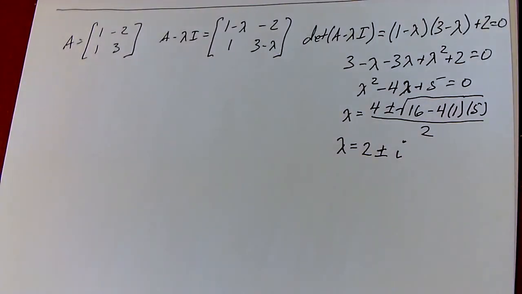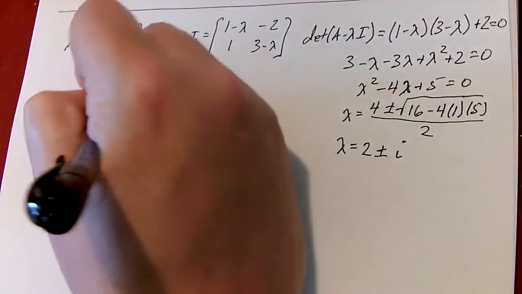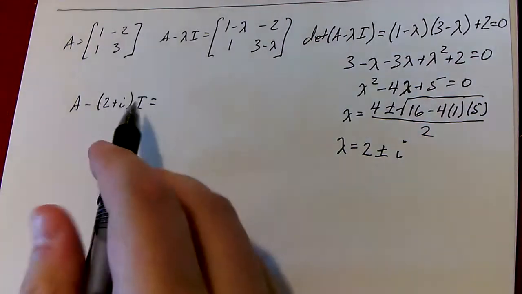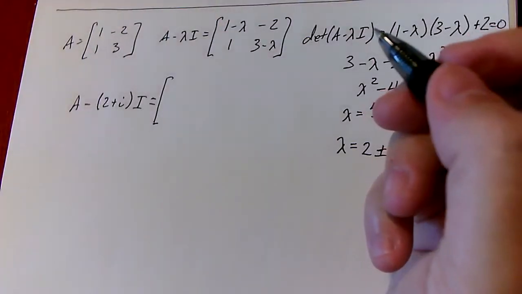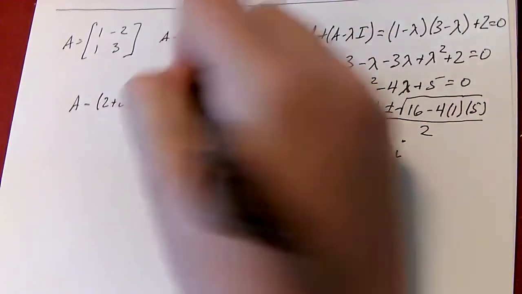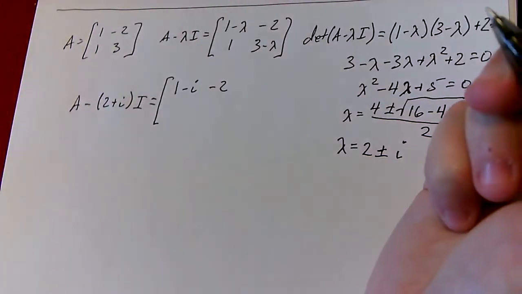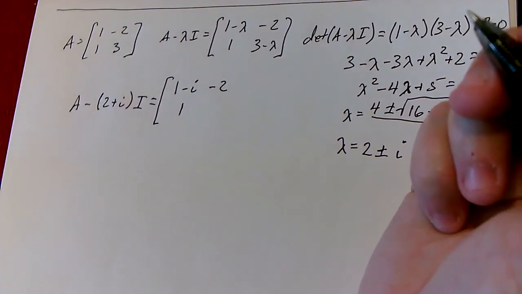Okay, so we continue then. We find the eigenvectors using a similar technique to what we did before. I'm going to do A minus (2 plus i) times the identity. Just like I did A minus lambda I, here lambda is 2 plus i, so we're plugging in lambda. So I'm going to do 1 minus 2 minus i, so 1 minus 2 is... -2 stays the same. 1 stays the same in the lower left. And then I'm going to have 3 minus 2 minus i.